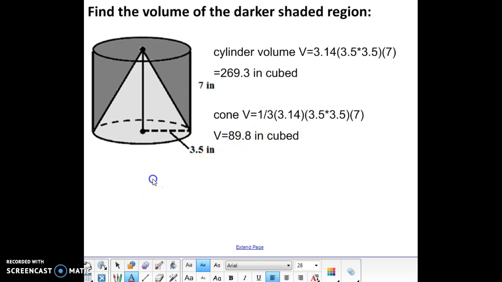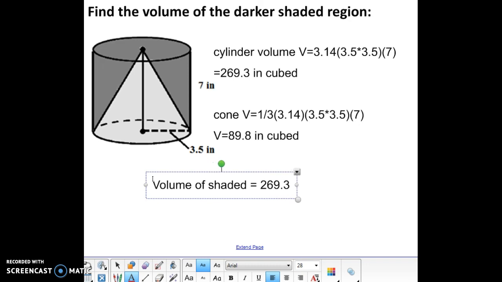So the volume of the shaded region is 269.3 minus 89.8. Whoops, 269.3 minus 89.8, 179.5 inches cubed.